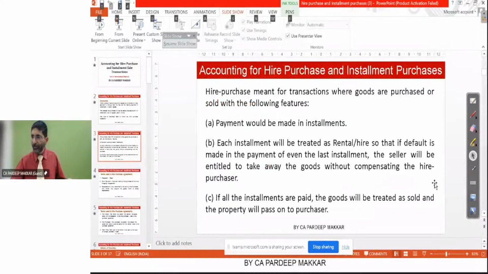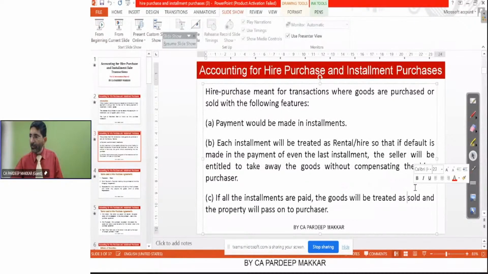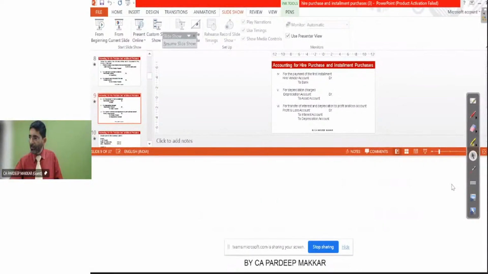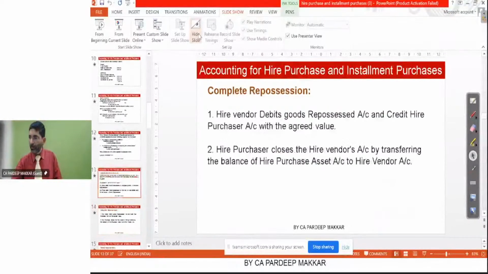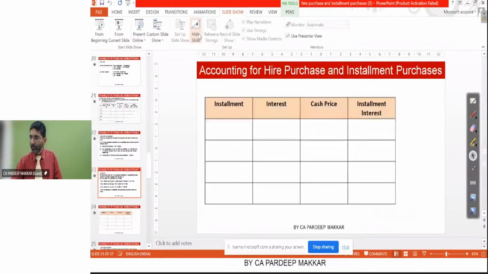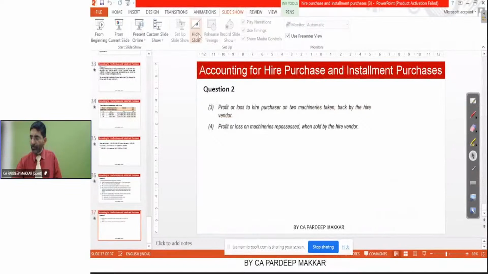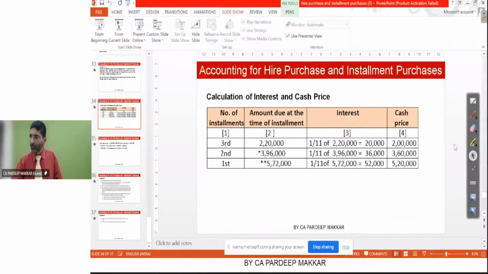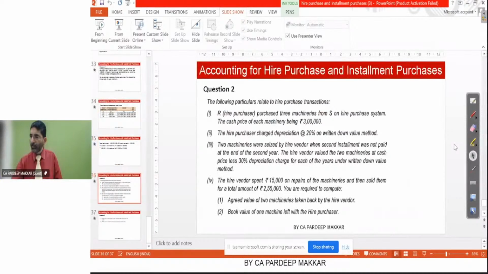Let's come to the module question. Let's do this one. I'll do an extra question, and in this way your extra question will also be done. Yeah, this is a good question. Let's do it.